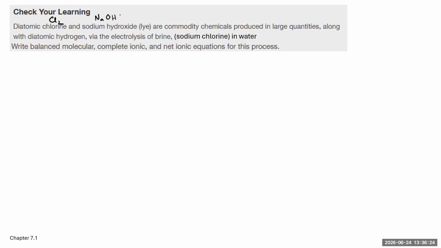hydroxide are commodity chemicals produced in large quantities, along with diatomic hydrogen via the electrolysis of brine in water, right? And that's actually supposed to say sodium chloride. Let me fix that.